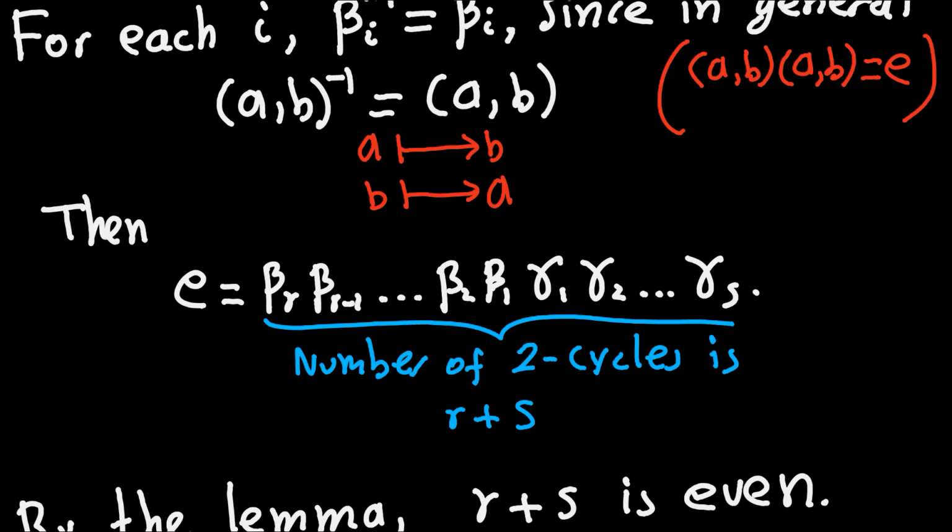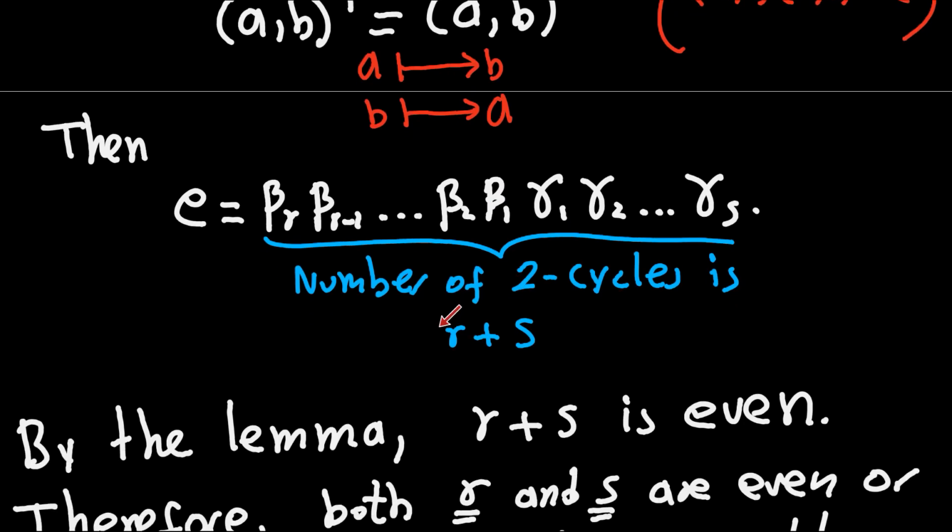One more thing is how many two cycles are here. Now, for the gammas, there are S two cycles, and for the betas there are R two cycles. So there is a total of R plus S two cycles here. So the total is R plus S.